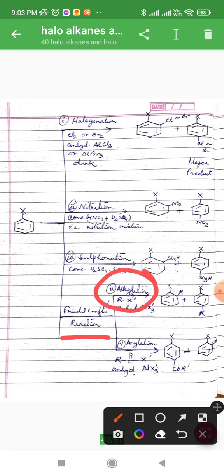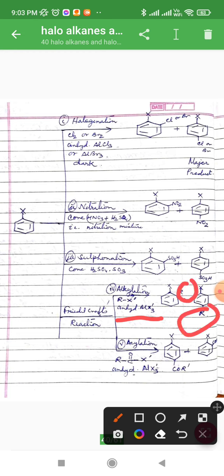For alkylation, again you need RX'. Why did I write X' here? Because this X and this X' need not be the same. They may be the same, they may be different, and accordingly again you need anhydrous AlCl3 or AlBr3 depending on the halogen. The idea is you need a Lewis acid catalyst. So the alkyl group gets introduced in the ortho and para position. Remember, the halogen will remain in its own position in all the products. It is the incoming electrophile which will come in the ortho and para position because the halogen out here is an electron donating group.